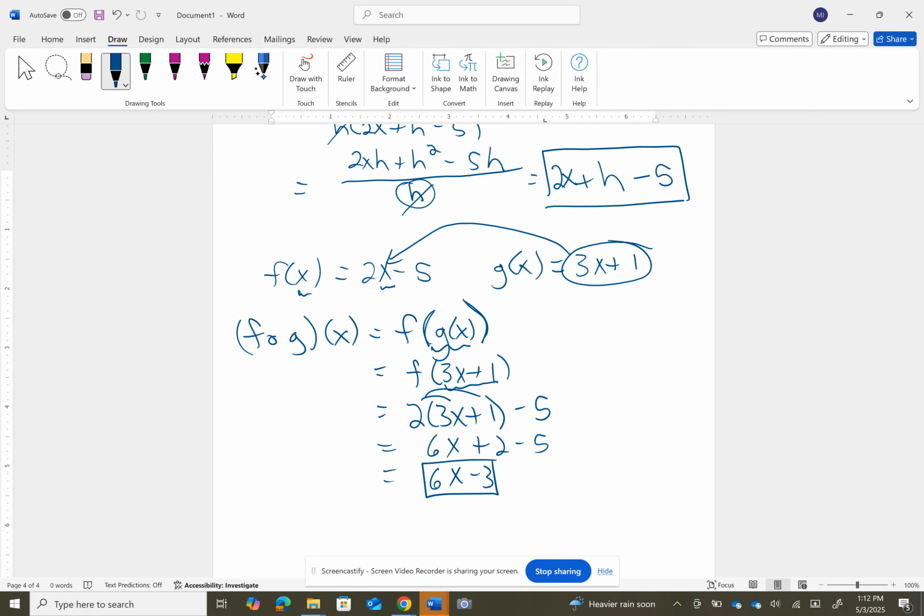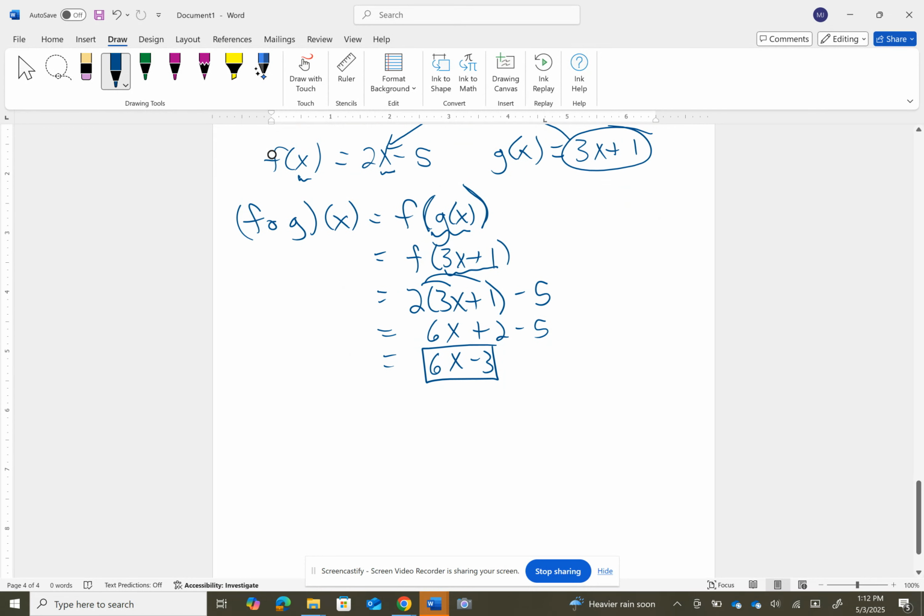There was one more objective I wanted to do, finding the inverse of a one-to-one function. So like if f of x equaled 2x minus 5, and I was asked to find f inverse of x, or find the inverse of that function, here's what we did.